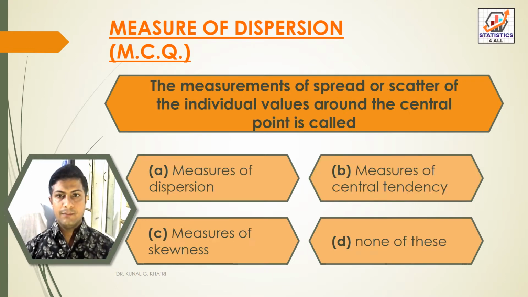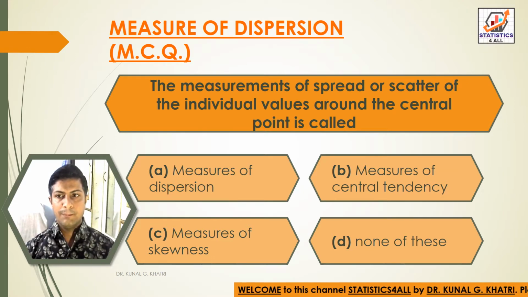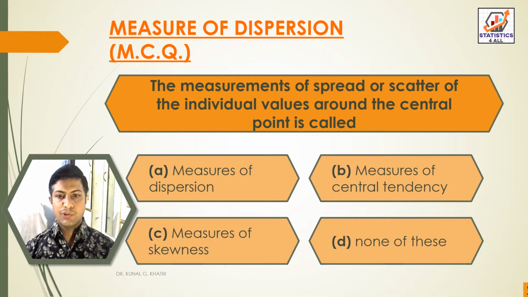Next question, the measurements of spread or scatter of the individual values around the central point is called option A measures of dispersion, option B measures of central tendency, option C measures of skewness, option D none of these. So here we have answer option A measures of dispersion. The measurements of spread or scatter of the individual values around the central point is called measures of dispersion.